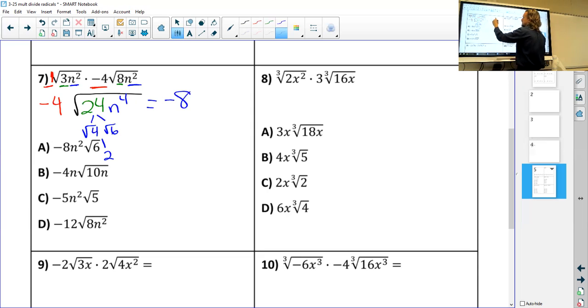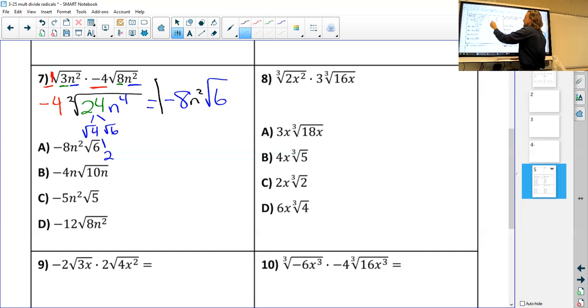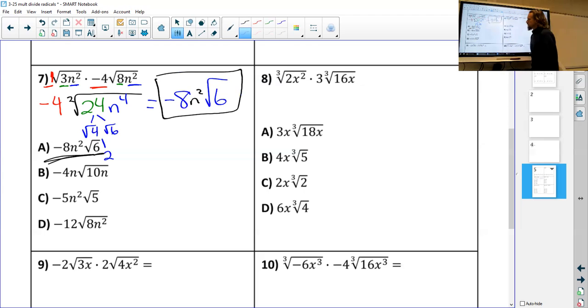I still have, oh wait a minute, leave some space here. So we still have the square root of 6 inside of our radical. And then n to the 4th, right? 4 divided by our index of 2 is 2. So the square root of n to the 4th is n squared. There's no remainder, so there's no n left in my square root. So then this becomes our answer. There it is. Okay.